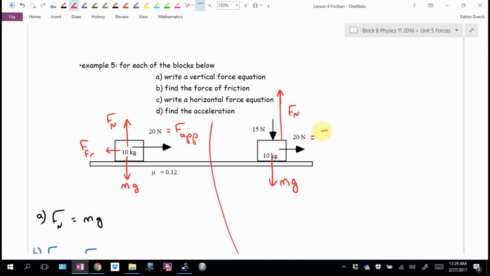What else? We still have this mystery applied force. I have no idea what it is, but I just know something's pulling it to the right, the applied force. So which way is this box trying to slide? To the right. So which way will friction be pointing? To the? Good.